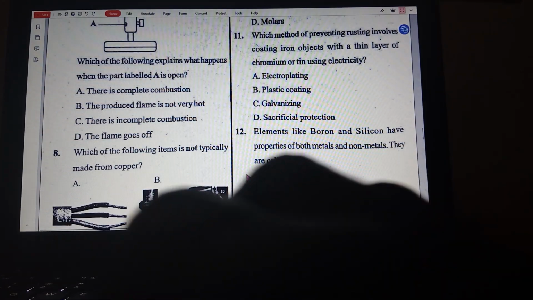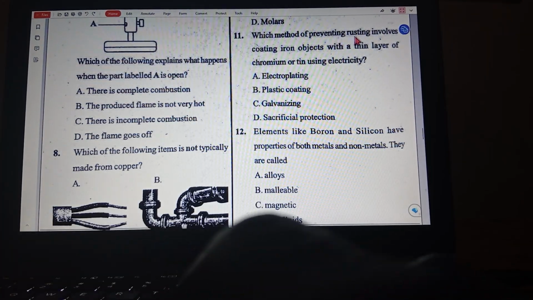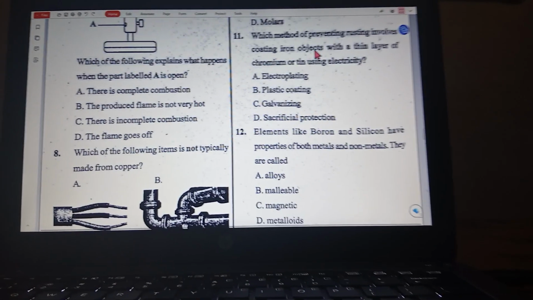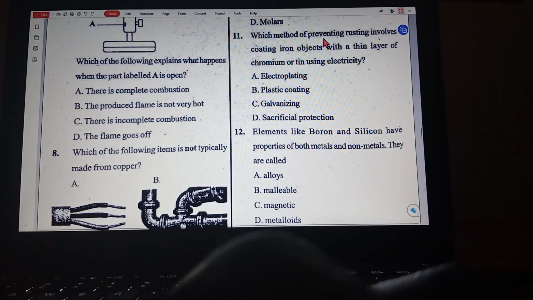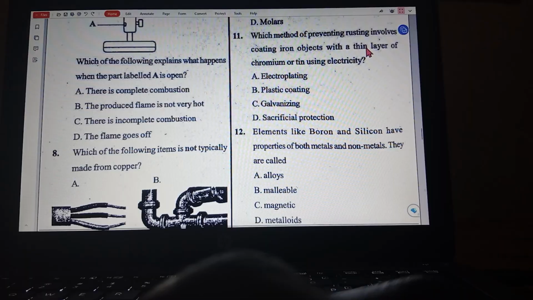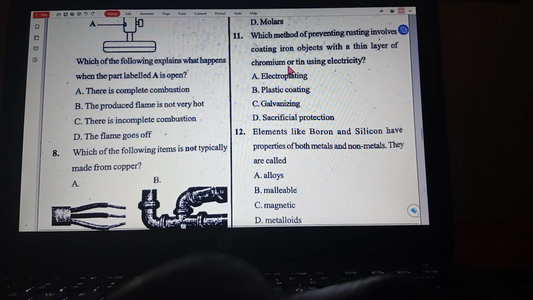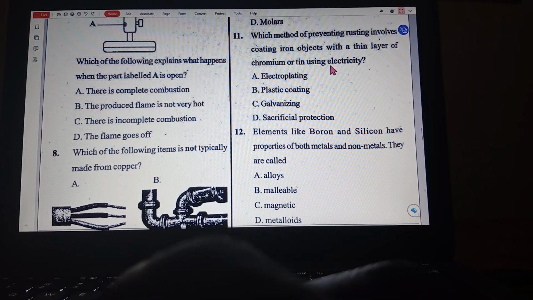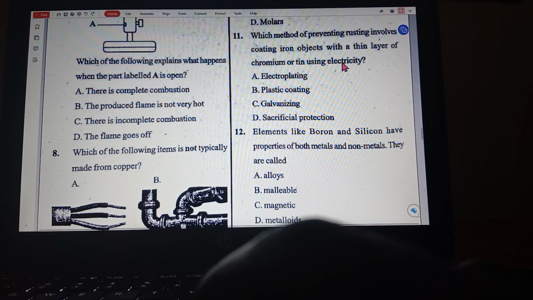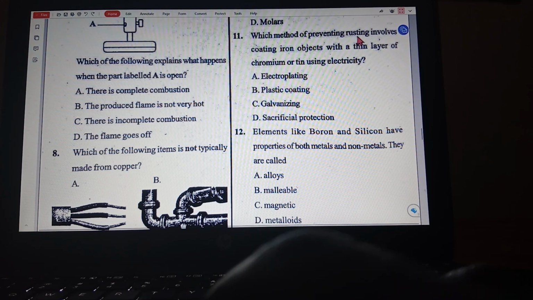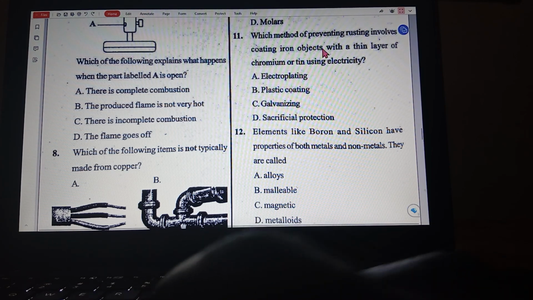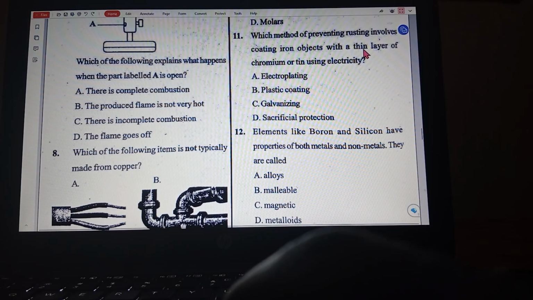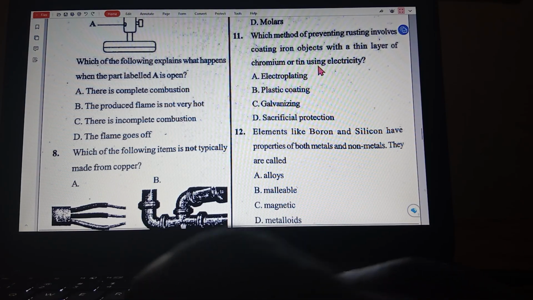Question 11. Which method of preventing rusting involves coating iron objects with a thin layer of chromium or tin using electricity? Underline the words using electricity.